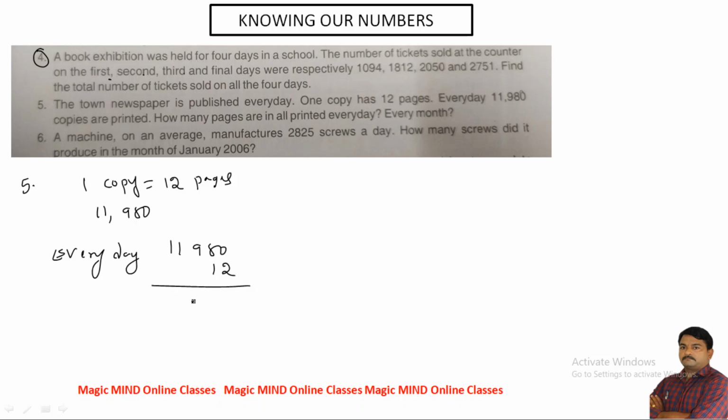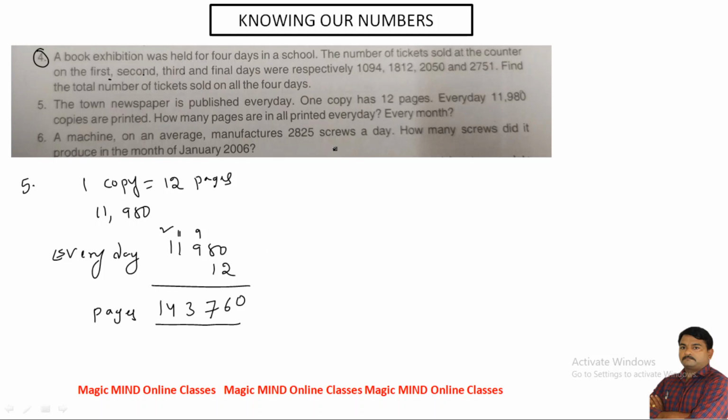If you multiply this, you are going to get the total number of pages printed every day. So you must know the 12 table, that's all. 12 zeros are 0, 12 eights are 96. Then 12 nines are 108, 108 plus the carried 9 gives 117, so 7 and we carry 11. Then 12 ones are 12, which means 23. Then 12 ones are 12, therefore 14. So simply we can say 143760. This is the total number of pages every day.